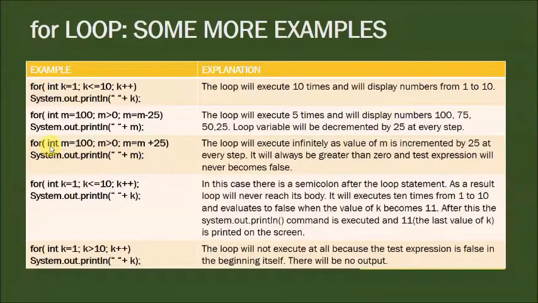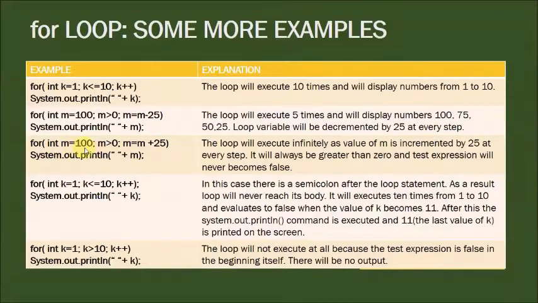Now the next statement is for (int m = 100; m > 0; m = m + 25) System.out.println("" + m). So this is similar to the previous question, except that instead of decrementing by 25, here we are incrementing by 25. We are adding 25 to m.